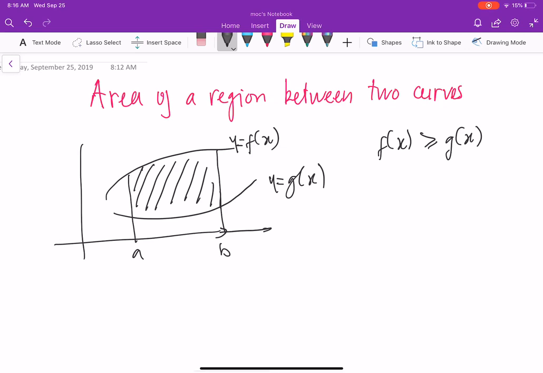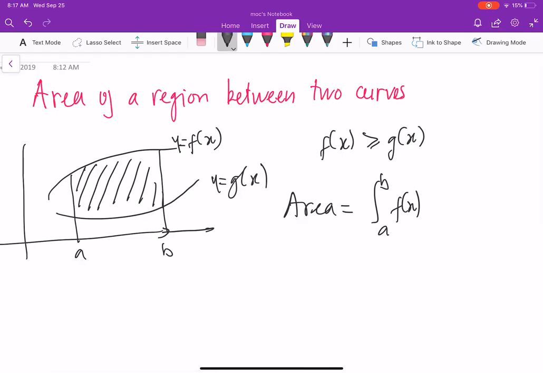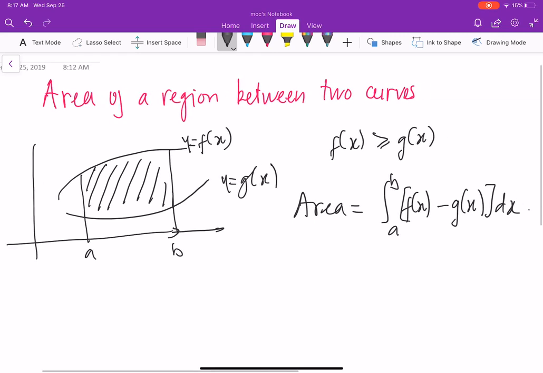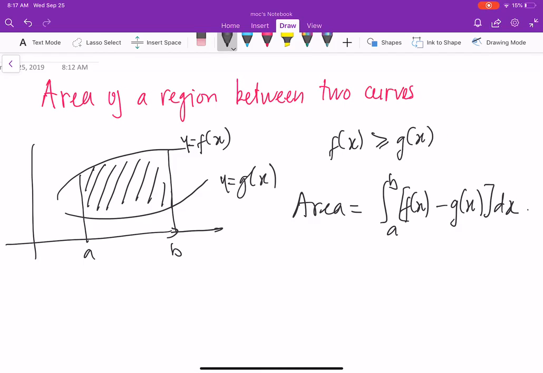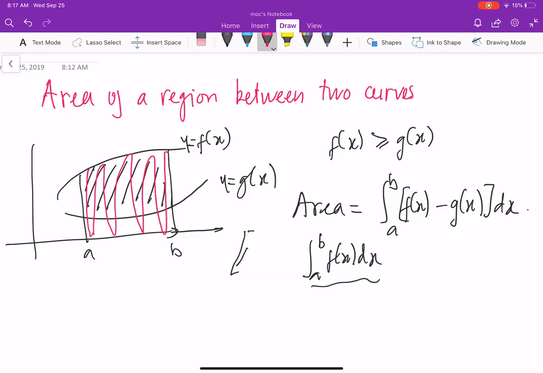I can write the formula of the area equal to the integral from a to b of f of x minus g of x dx. Why do we have this integral? You see, first, if we split this integral into two integrals, like the integral from a to b of f of x dx, this is the area of the region under the graph of f of x. I mean the big region, right?